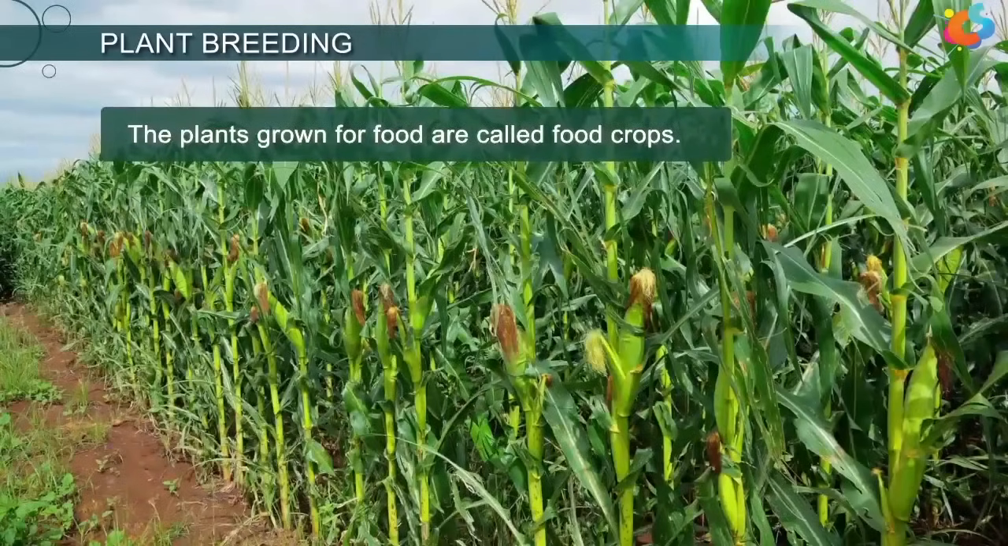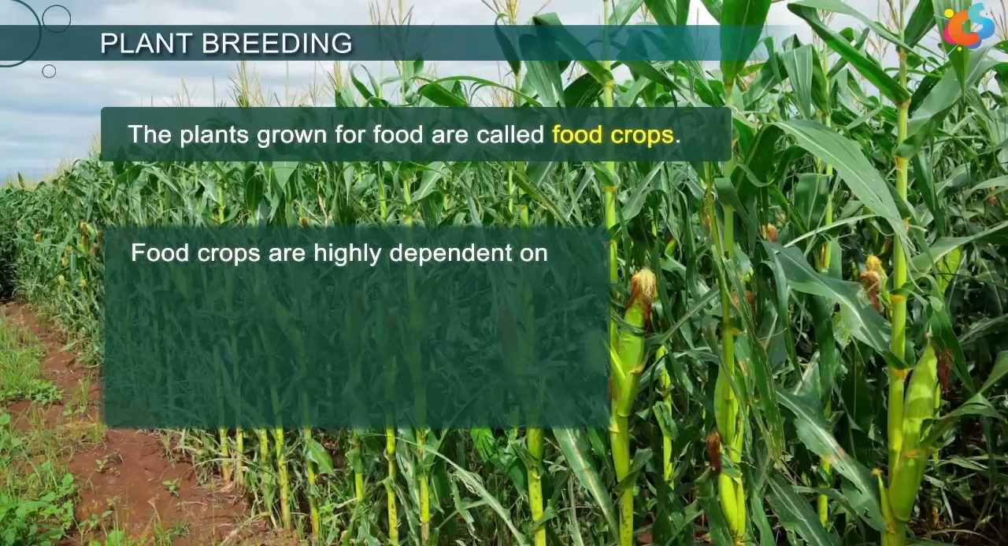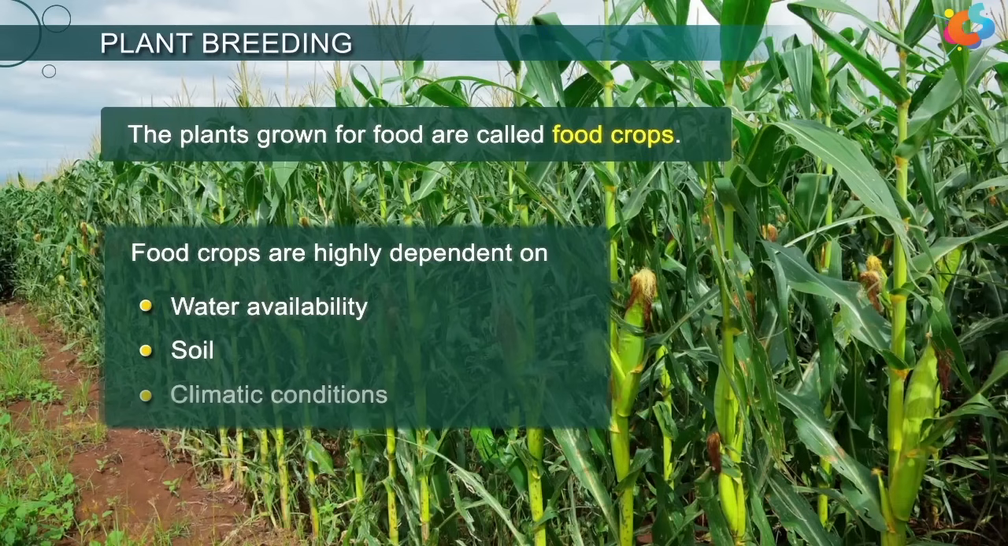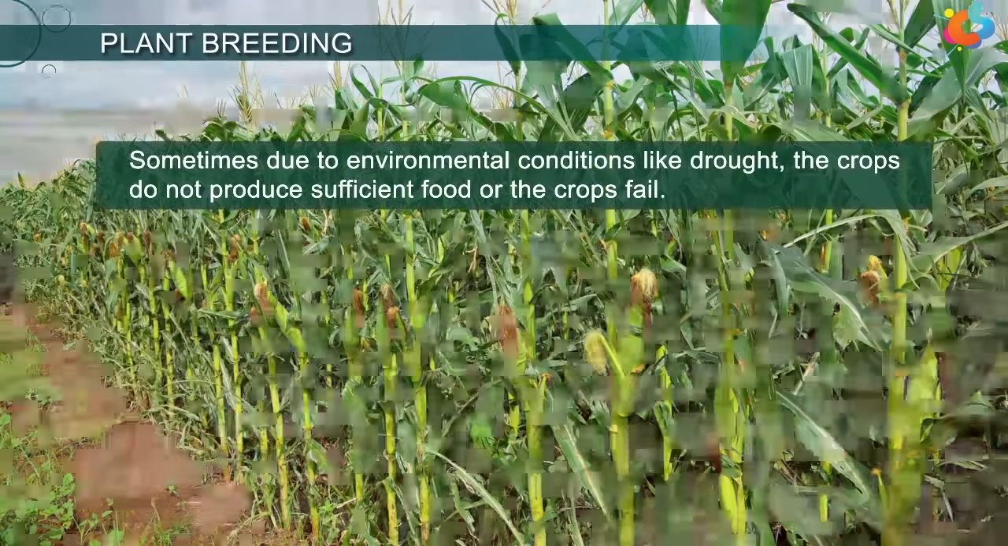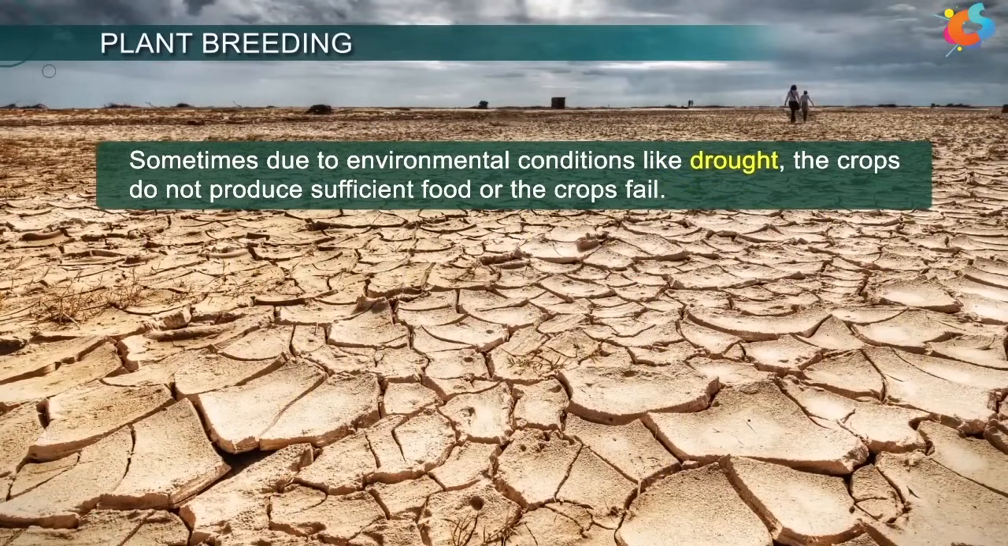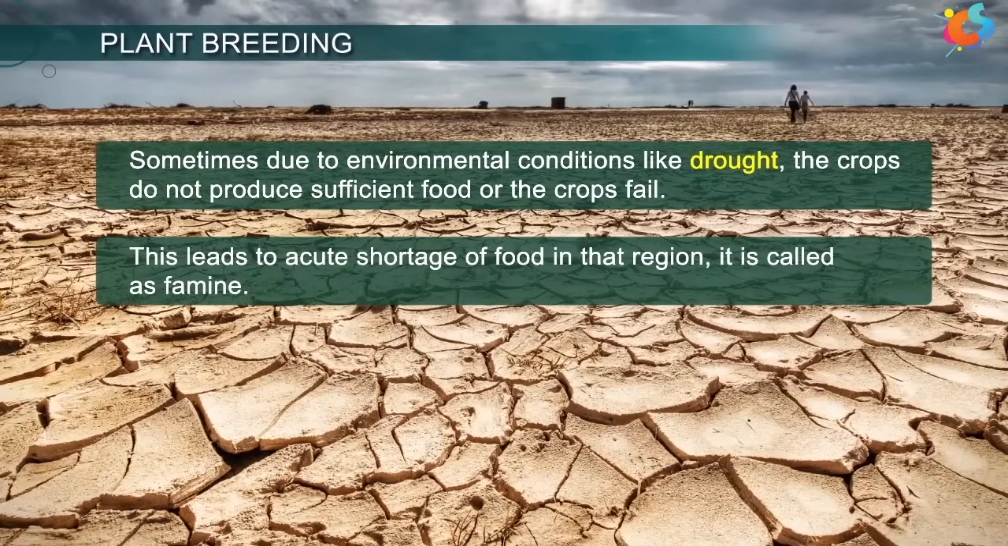The plants grown for food are called food crops. Food crops are highly dependent on water availability, soil, and climatic conditions. Sometimes, due to environmental conditions like drought, the crops do not produce sufficient food or the crops fail. This leads to acute shortage of food in that region. It is called famine.